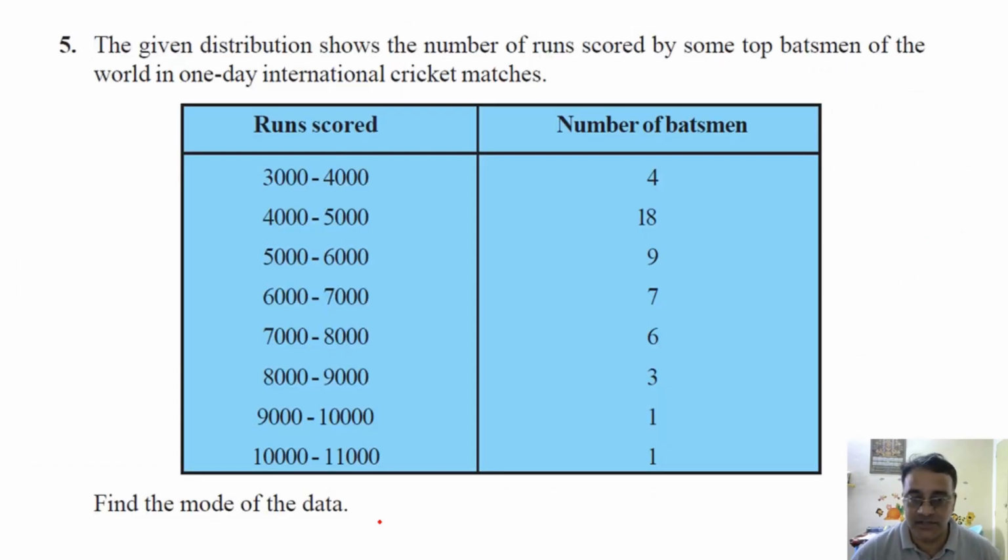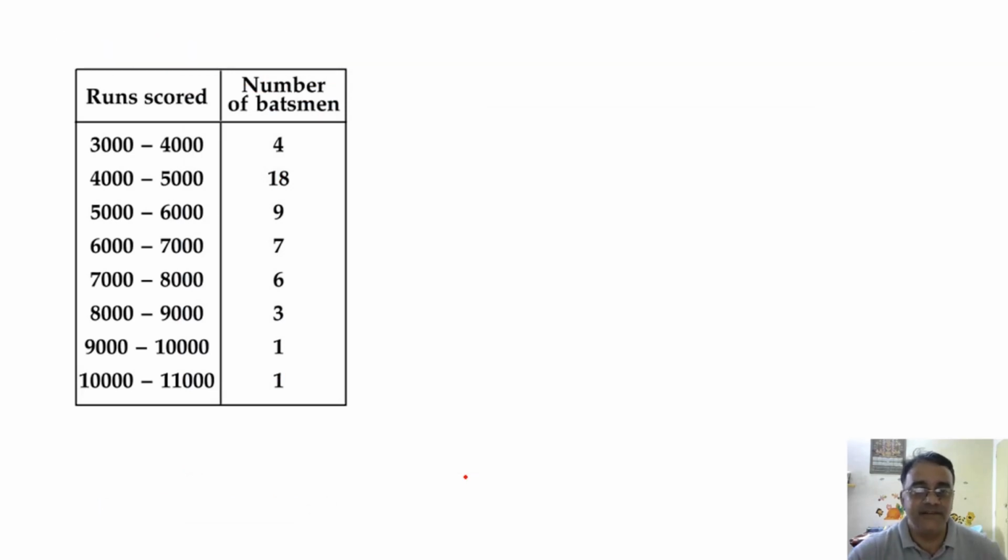Now we are moving towards question number 5. इसके बाद last question है. The given distribution shows the number of runs scored by some top batsmen of the world in one-day international cricket matches. This is very old data. Runs scored is given and the number of batsmen, this is the frequency, and we have to find only the mode of this data. So we'll start with the rough table.